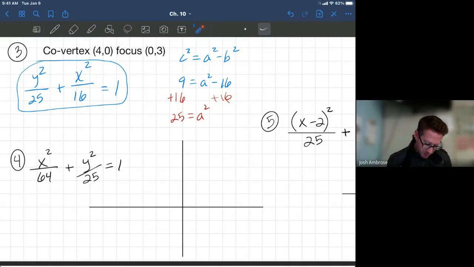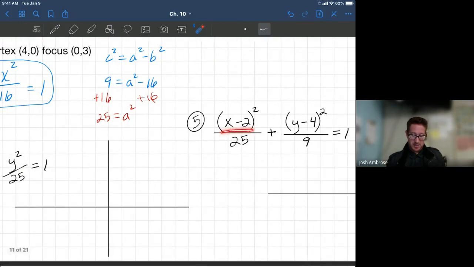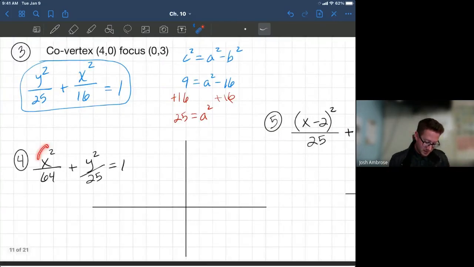All right, step one, look at the numerator. Do you notice how in the numerator, all you're given is x squared and y squared? It doesn't look like this one over here where you're dealing with an x minus 2 and a y minus 4. So if all you have is an x squared and a y squared in your numerator, your center of the ellipse is at 0, 0. Perfect. So right there, I know where my center is.